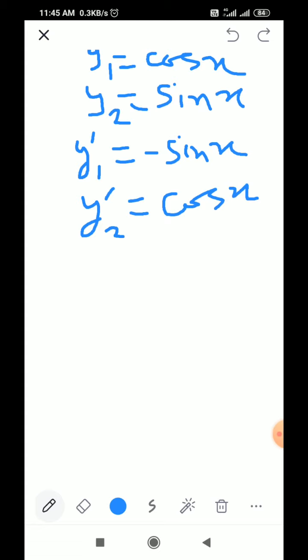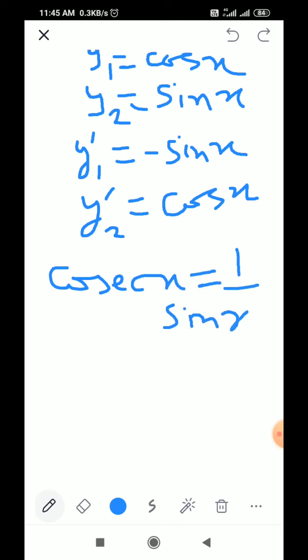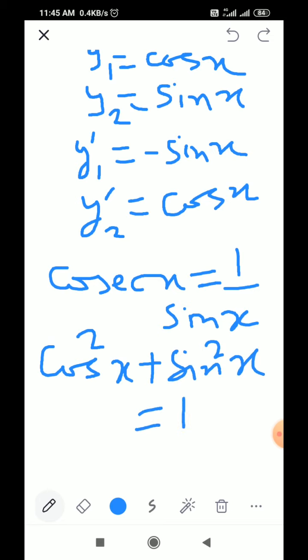And the trigonometric term cosec x is equal to 1 upon sin x, and cos square x plus sin square x is equal to 1. So now we put all these values and use them to find u and v.